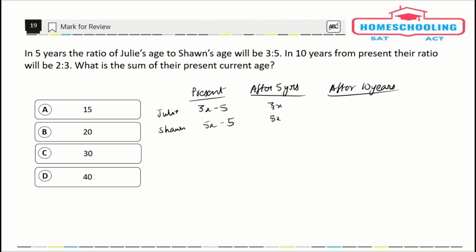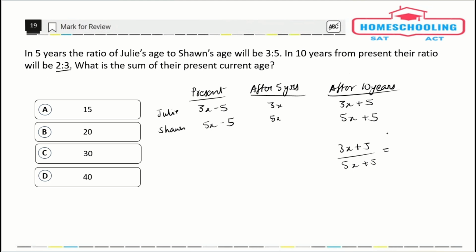So 5 years plus 5 years. After 5 years, it was 3x, so after 10 years, the difference between these two is 5 years. So 3x plus 5 for Julie, and for Sean, 5x plus 5. The question says that in 10 years from the present, the ratio will be 2:3. So after 10 years, the ratio would be 3x plus 5 over 5x plus 5.